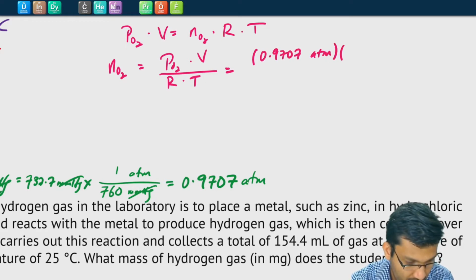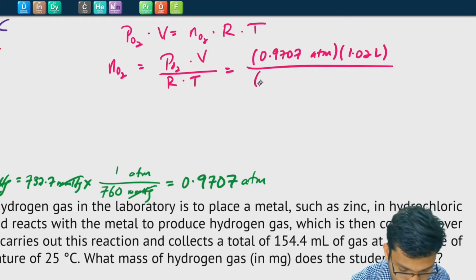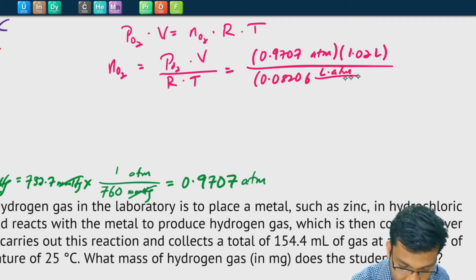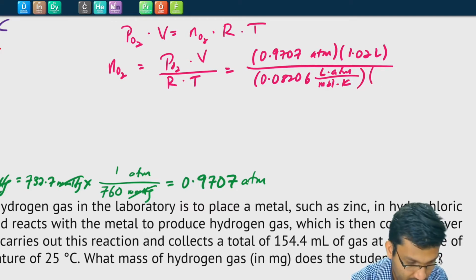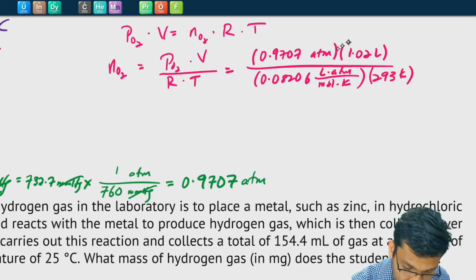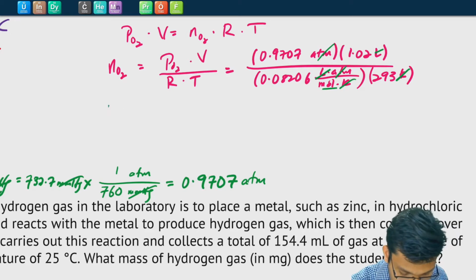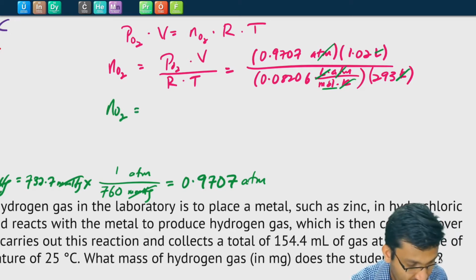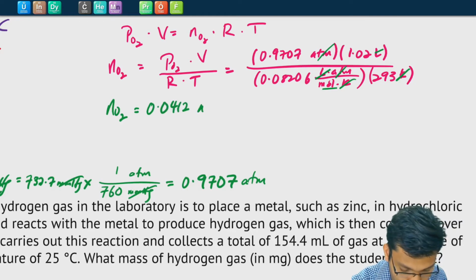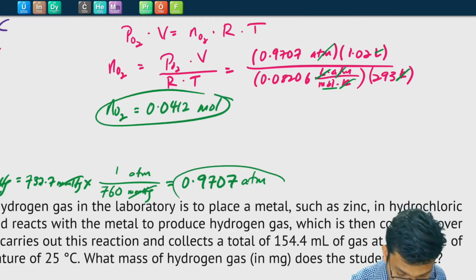Volume was 1.02 liters. R is always 0.08206 liters times atmospheres divided by moles times Kelvin. And the temperature was 293 Kelvin. So that means that we got what? Atmospheres cancel, liters cancel, kelvins cancel, mole is what's left over, which makes sense. We're finding number of moles of oxygen, and that comes out to 0.0412 moles. Okay, we're not done though, right?